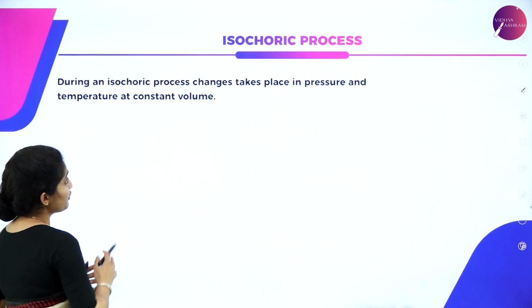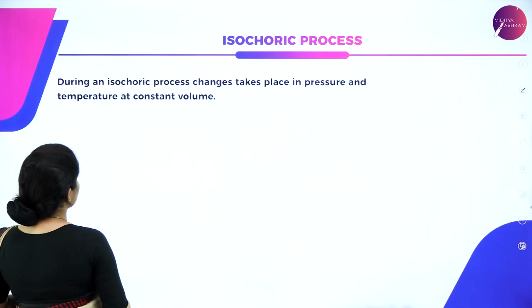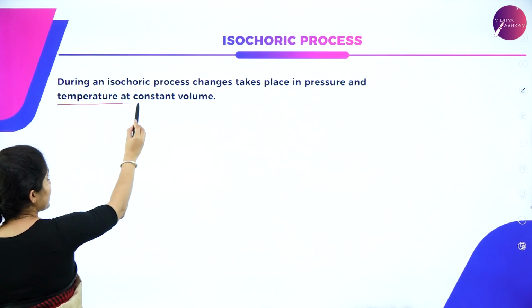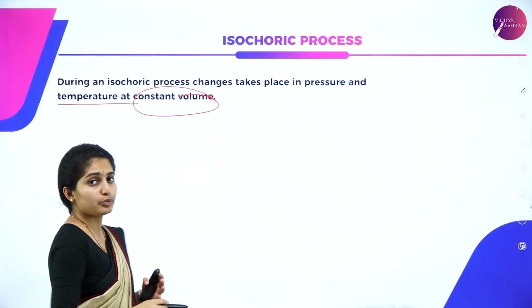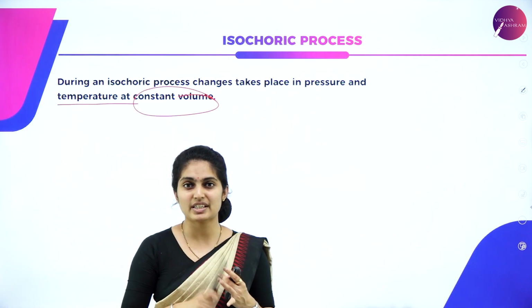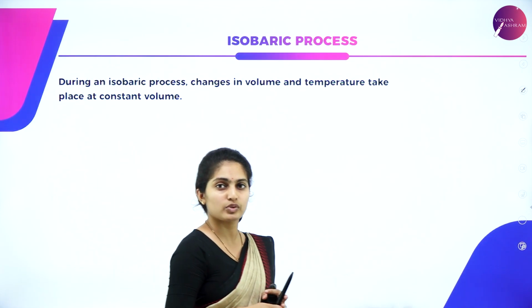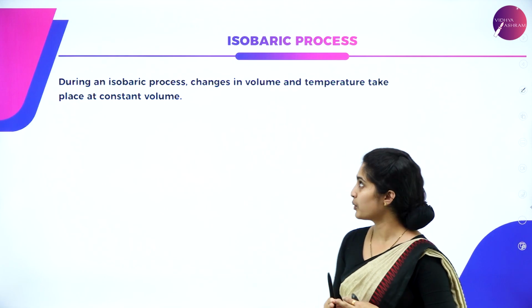Now you have the isochoric process, in which changes take place in pressure and temperature, but the volume is constant. Only pressure and temperature change while the volume stays fixed. Such a process is called an isochoric process.